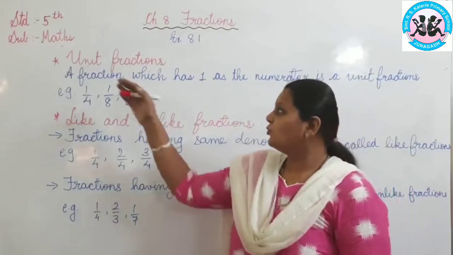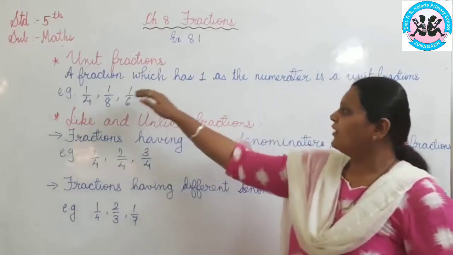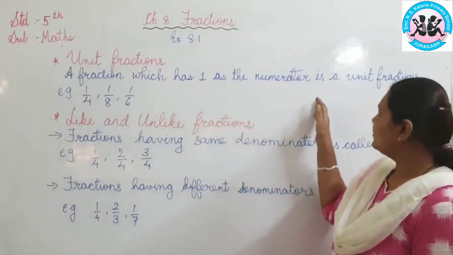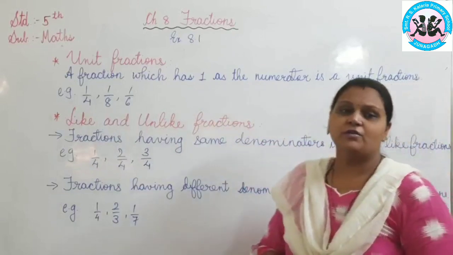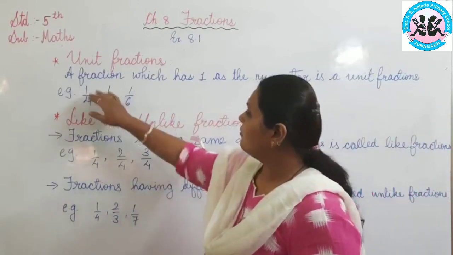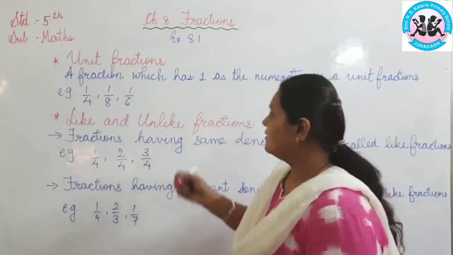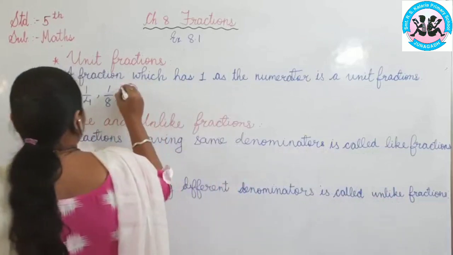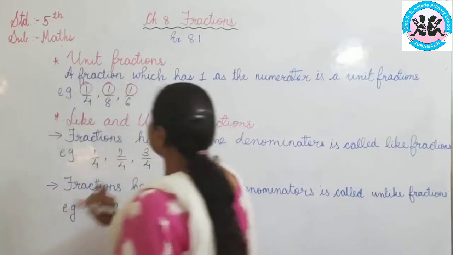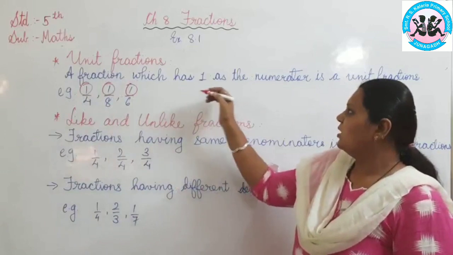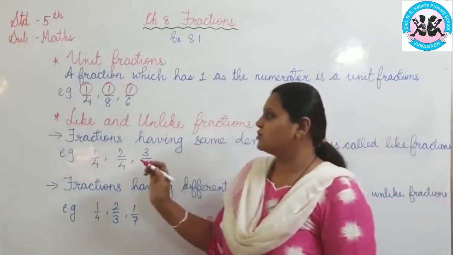Next is unit fractions. A fraction which has 1 as a numerator is a unit fraction. For example, 1 upon 4, 1 upon 8 and 1 upon 6. Here we can observe that the numerator is equal. It is same, 1. So it is called unit fractions.